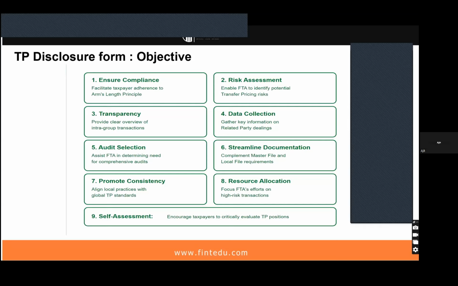For the tax authority, it helps in audit selections. FTA will see first the transactions, what kind of transactions are there, whether the taxpayer has done any self-adjustment. Interestingly, or I would say I was surprised, in the disclosure form there are no sections on shareholding or how the related party transactions are identified. Ideally, if you see other countries' disclosure forms, there's a separate section on it, but it is not there in this disclosure form.